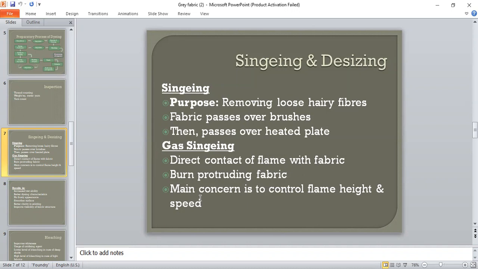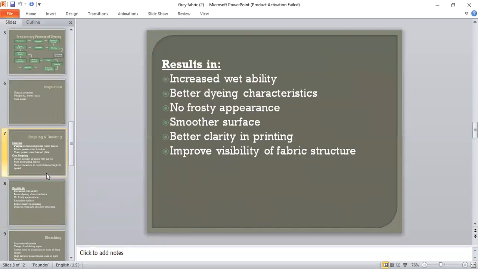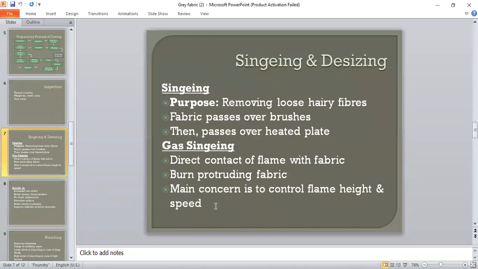And in gas singeing it is very essential to control flame height and its speed so that the fabric does not burn improperly. The flame setting depends on the fabric.